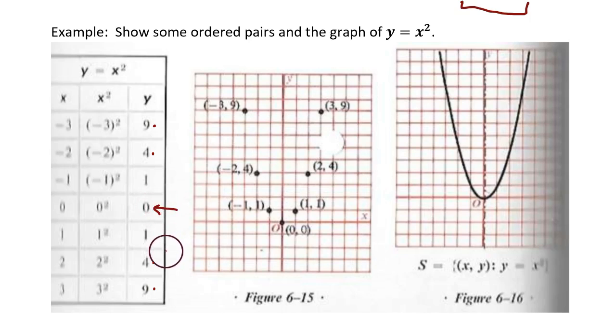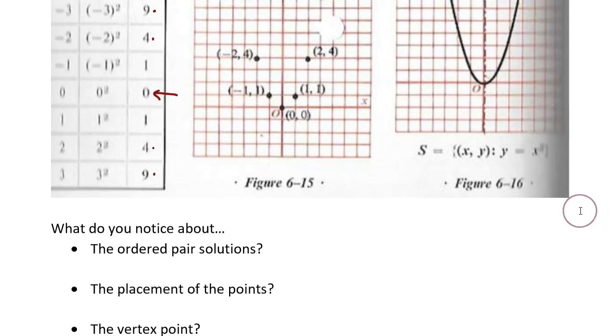When you graph those ordered pairs, it creates the dots that you see in the middle figure. And if you connect the dots, you create the parabola that you see in the last figure. That shows the graph of the function y equals x squared with an infinite number of points on it. Hopefully you notice some things. What do you notice about the ordered pair solutions? Well, we already commented about that.